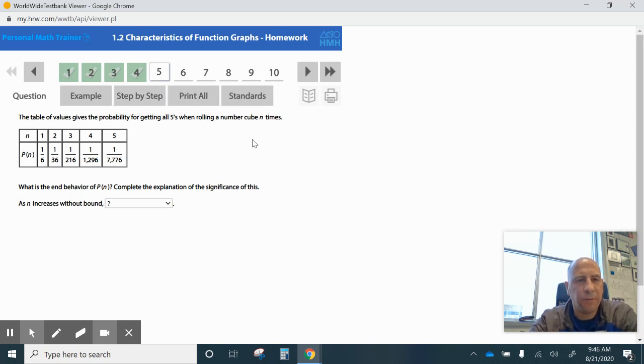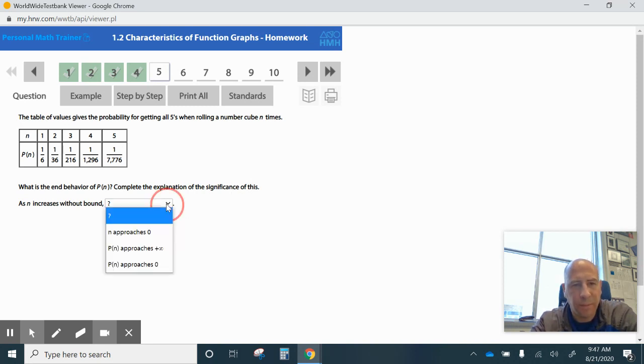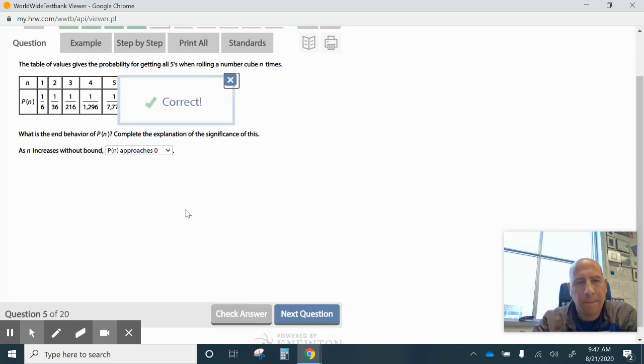And number 5. The table of values gives the probability of getting all 5s when rolling a number cube n times. What is the end behavior of P of n? Complete the explanation. As n is increasing, P of n is not approaching infinity because these numbers are getting bigger. It's approaching 0 because they're getting smaller. All right, correct.